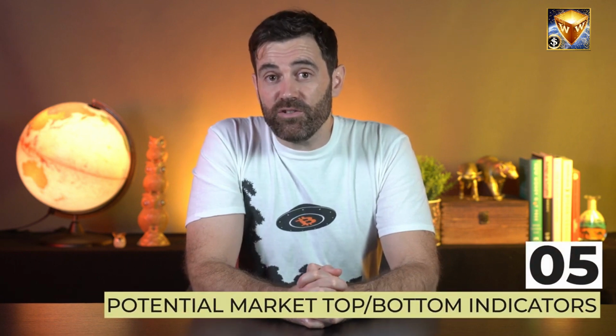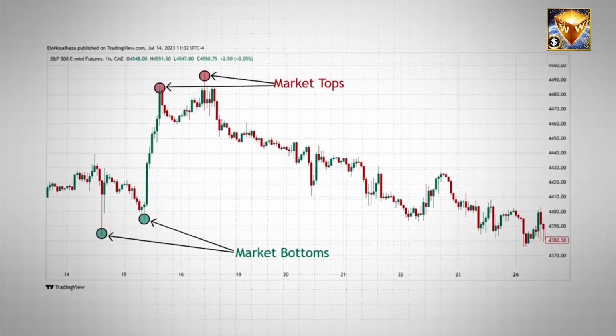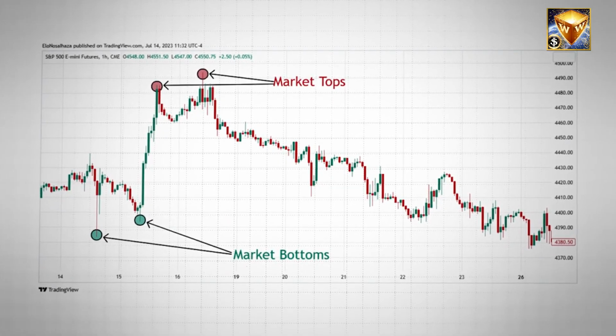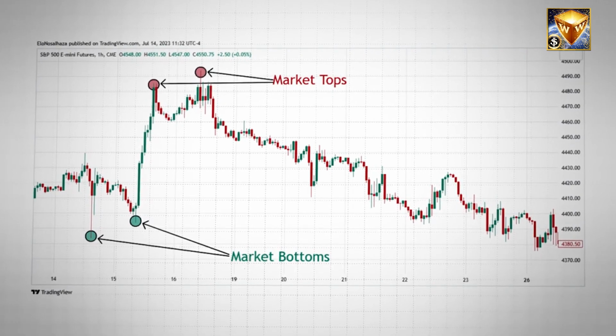Next up, we're again cheating a little by combining a few indicators into one. But it makes sense since they're a group of metrics that can be used to identify market tops and bottoms in crypto.